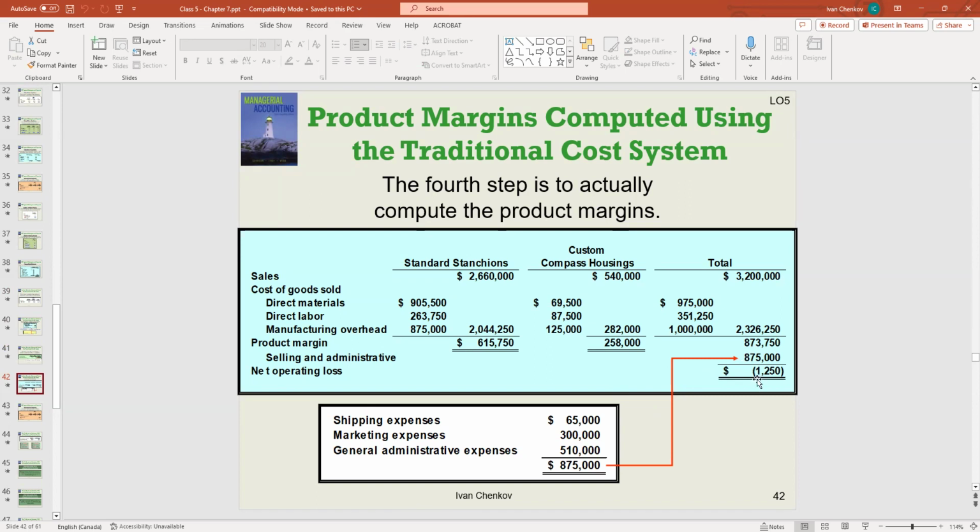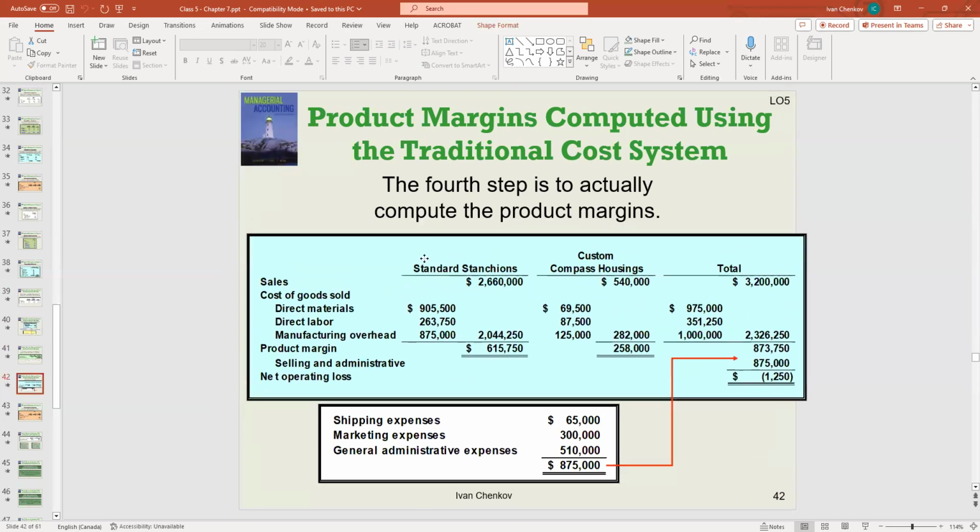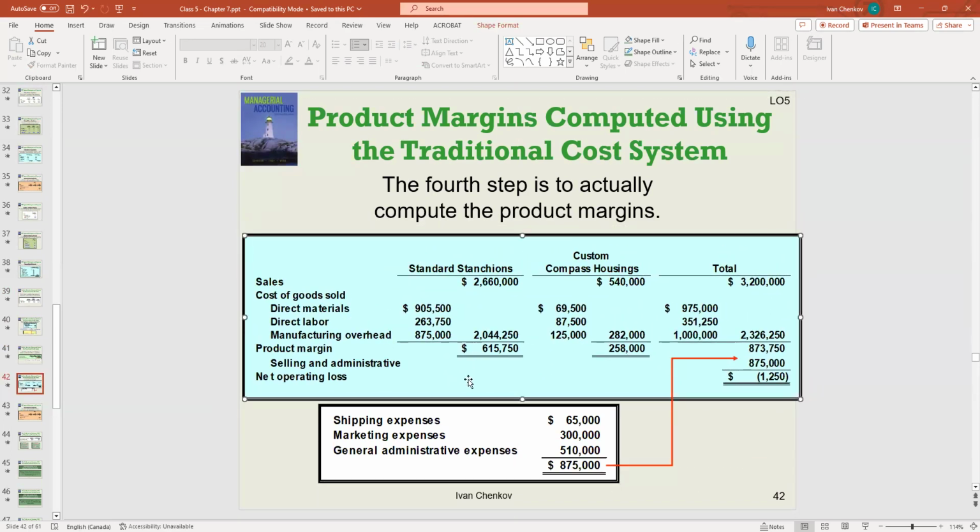We're still losing $1,250. But what's happened with the standard compass now? Standard compass now generates $650,000. Custom becomes profitable. Now the custom is generating a contribution to our company of $258,000.